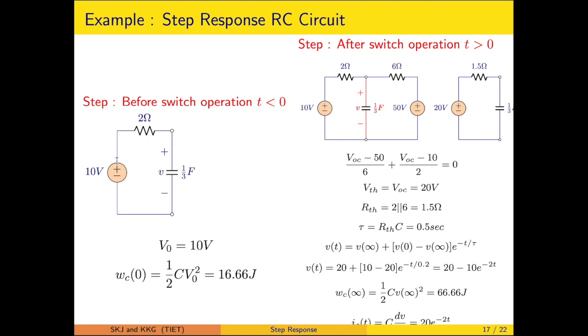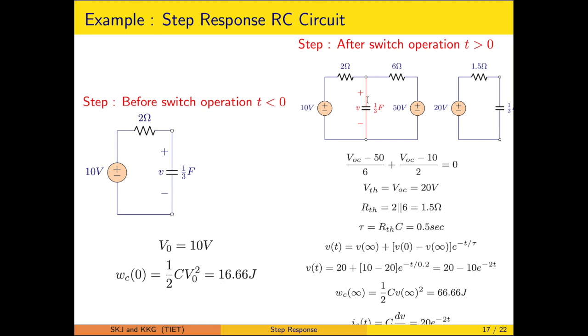So with the supply voltage remaining effective for a sufficiently long time, the capacitor will get fully charged. Because of this, the charge level will be equal to the battery supply voltage, and there will be no current likewise. So V0 is equal to 10 volt in this case. On this basis, you will be able to calculate WC0, the initial energy stored in the capacitor.